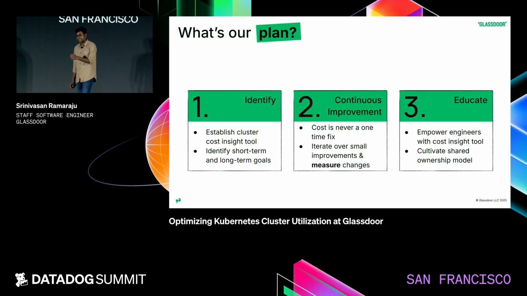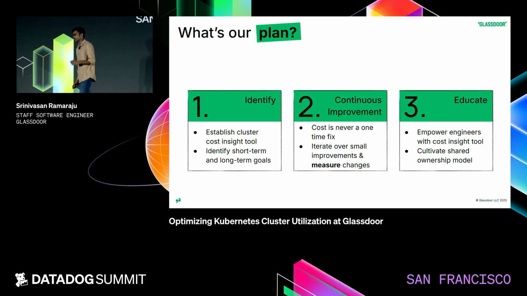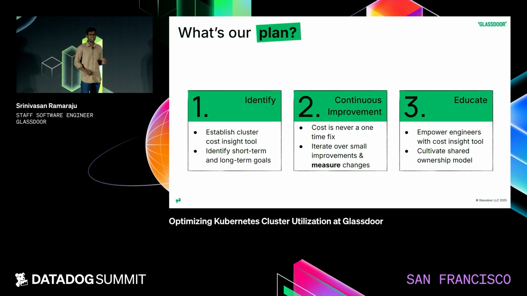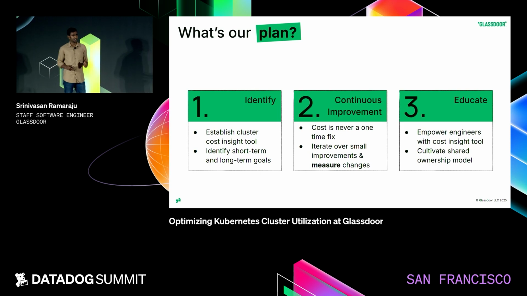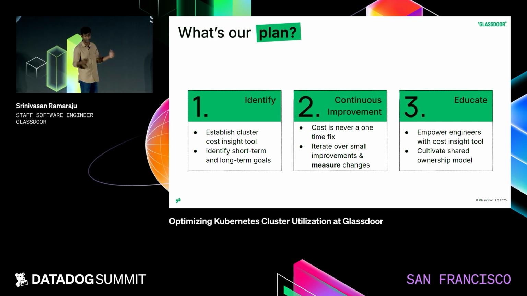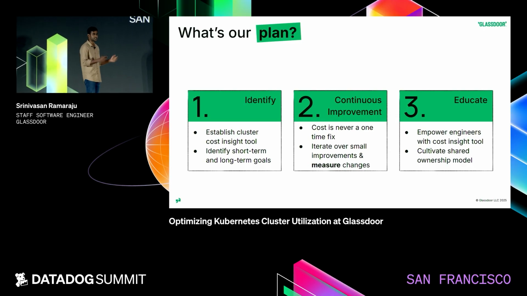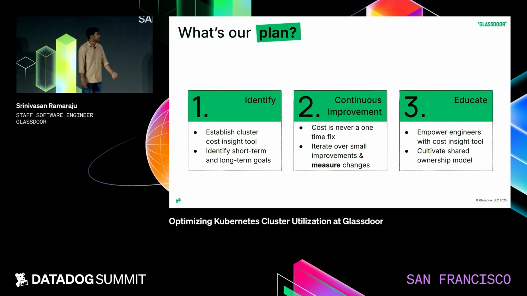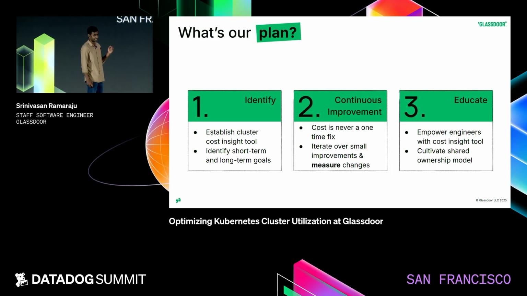Looking at what we missed, the message from our vice president was clear. It was not just a heads up, it was time for action. The very first thing the team and I did was to identify a cluster cost insight tool that gives us insights not just to us, but also to our engineers. That's when we partnered with Datadog to start sending our Kubernetes metrics to Datadog Cloud Cost.